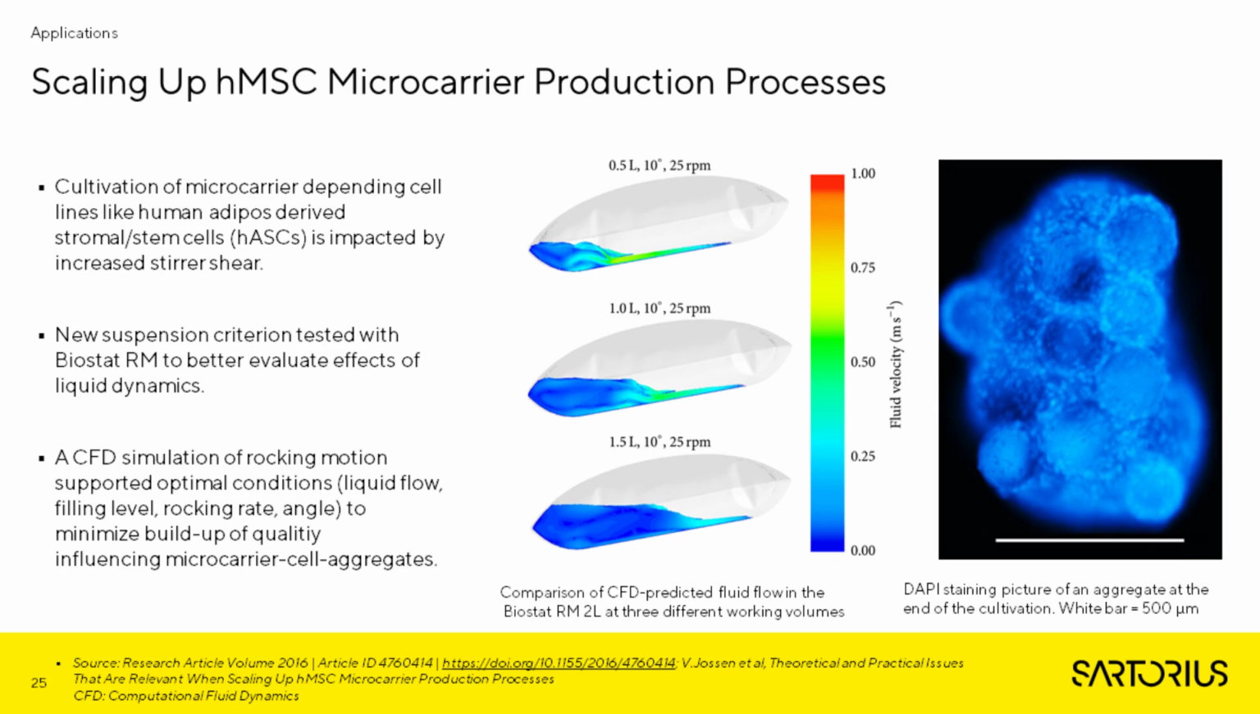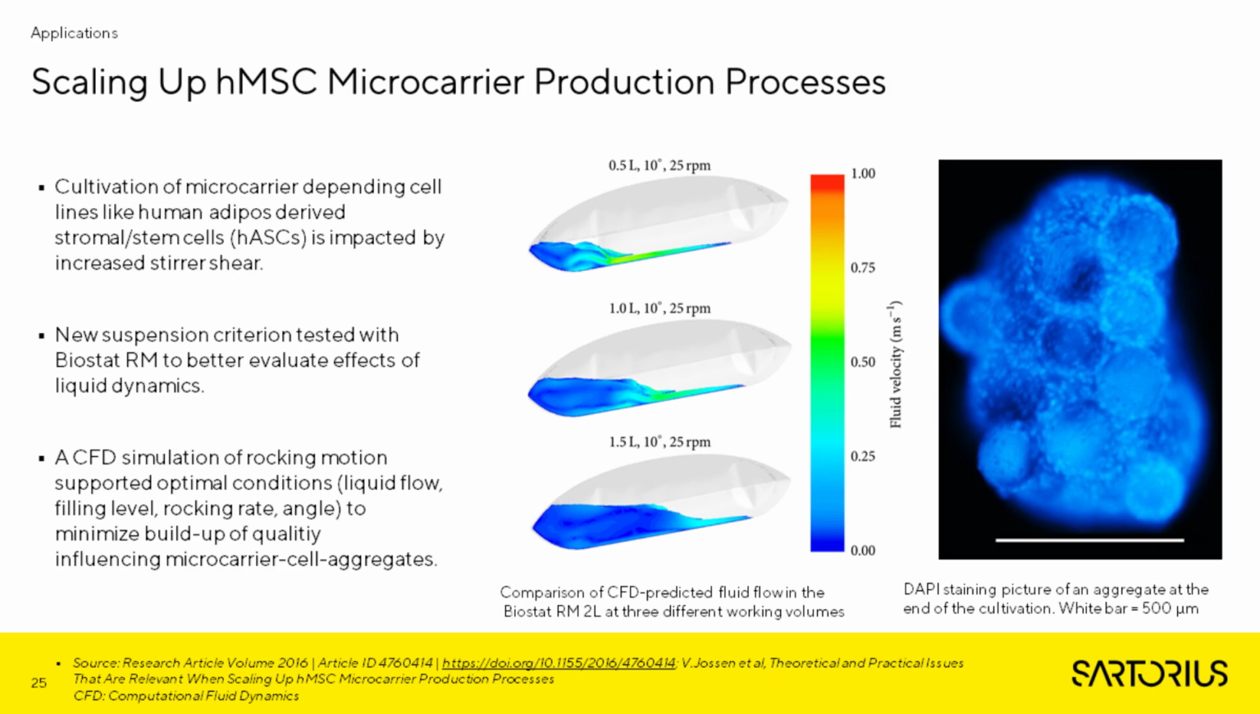Then I want to point out this publication from 2016, because it really tackles the topic of microcarrier cell culture: stromal or stem cells, which depend on microcarriers in the culture. That's a typical application for stirred bioreactors because not many people tested this in rocking motion. One argument, for example, was that in the stirred bioreactor, there's a good model for how to mimic or predict the fluid velocity, but it was not yet available in rocking motion.